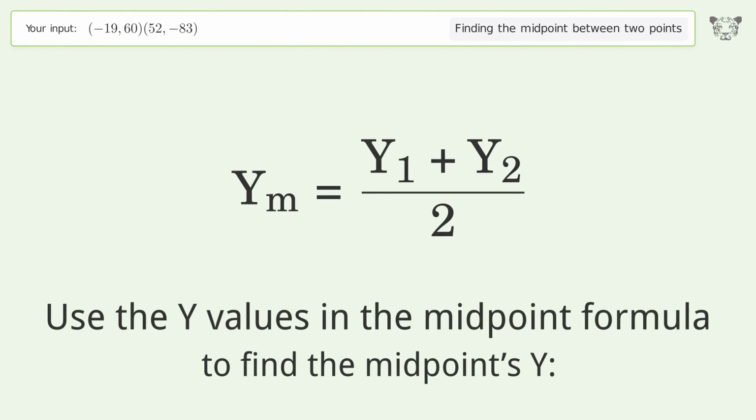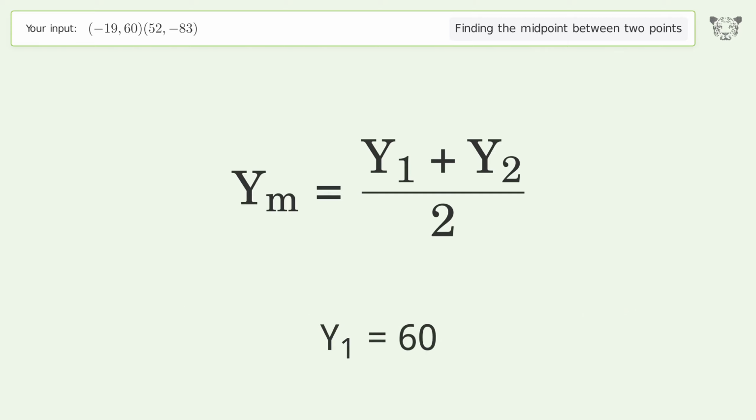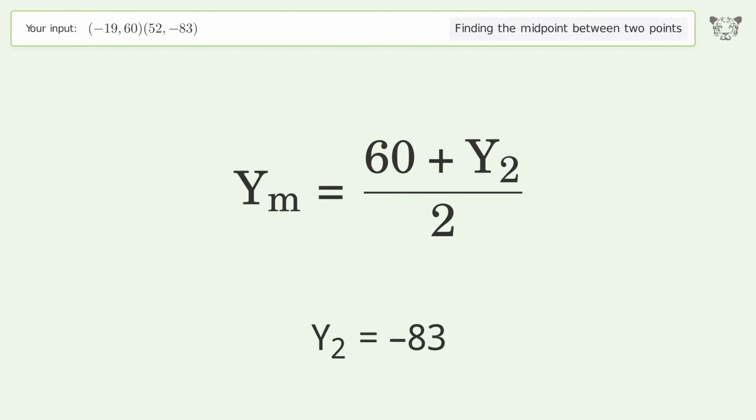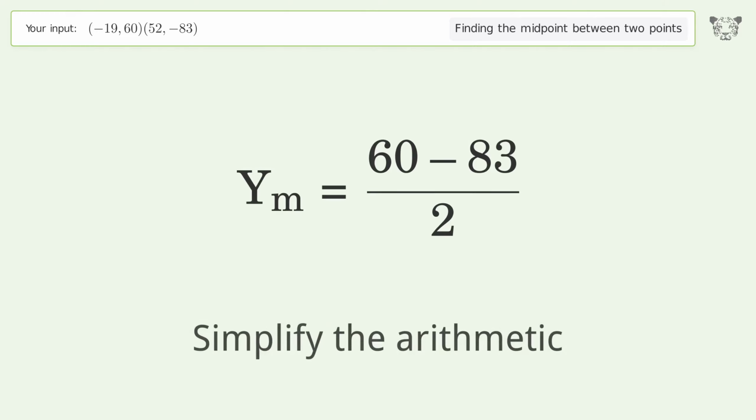Use the y values in the midpoint formula to find the midpoint's y. y1 equals 60. y2 equals negative 83. Simplify the arithmetic.